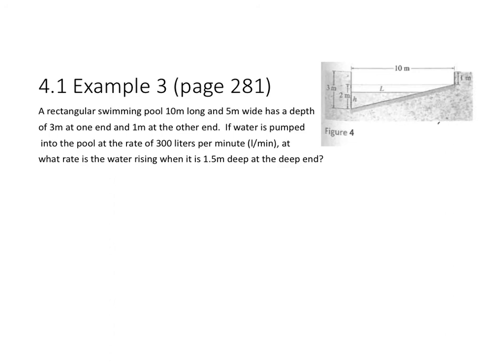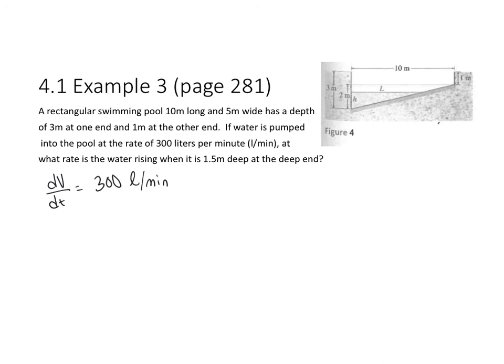If the water is pumped into the pool at a rate of 300 liters per minute, at what rate is the water rising when it's 1.5 meters deep at the deep end? All right, so let's break this down by first writing down everything we know. Since I know the water is being pumped in at a rate of 300 liters per minute, I have my dV/dt, because that's the rate my volume is changing, 300 liters per minute.